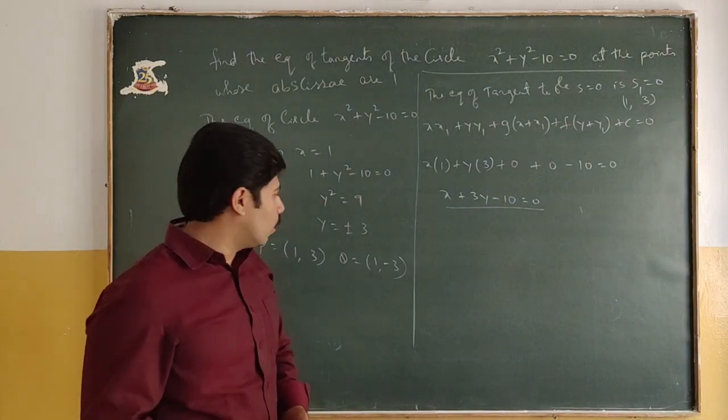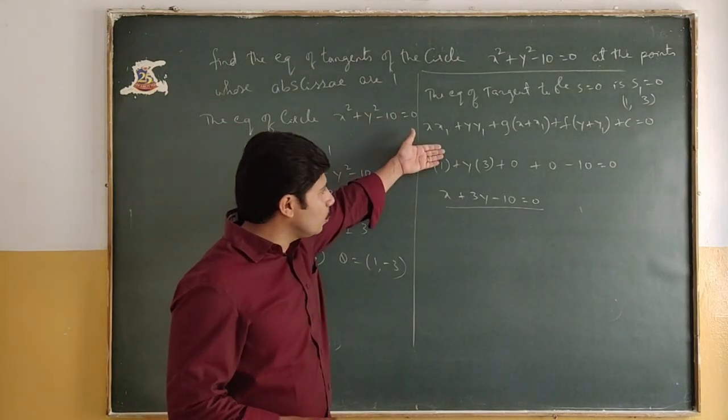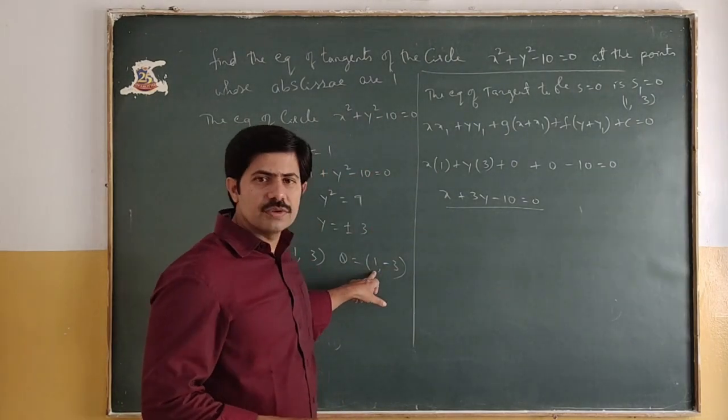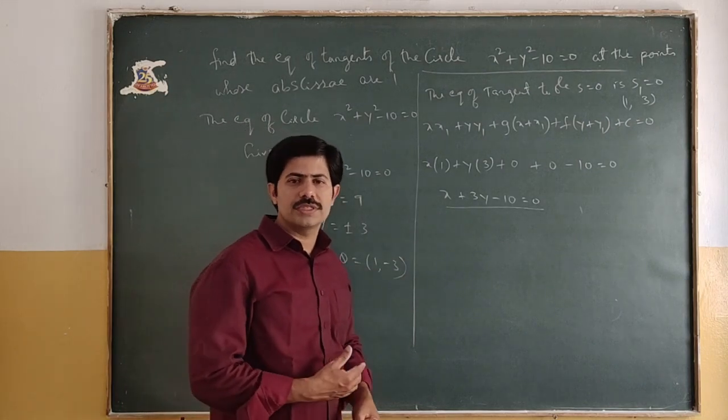One more equation of tangent you find out using the point 1 comma minus 3. Same notation you write down, only the point is 1 comma minus 3. You substitute, you get one more equation of tangent. So this completes the problem.